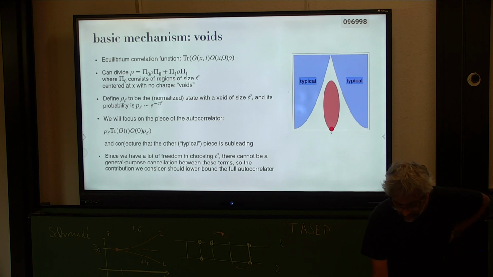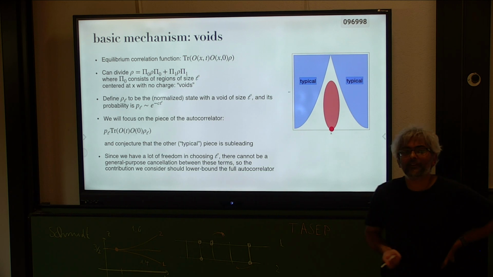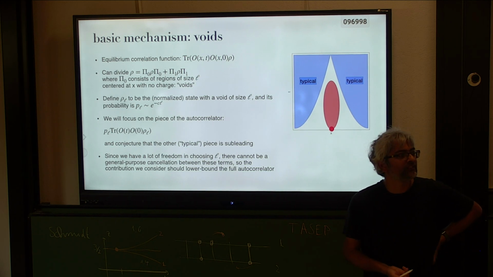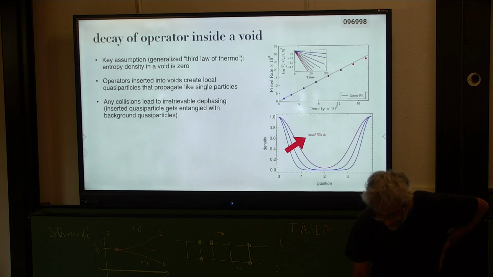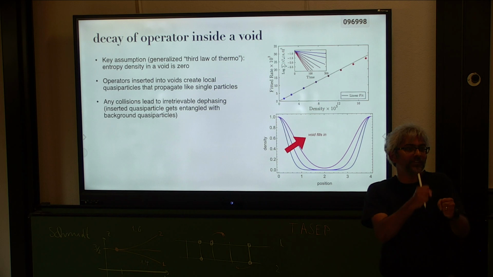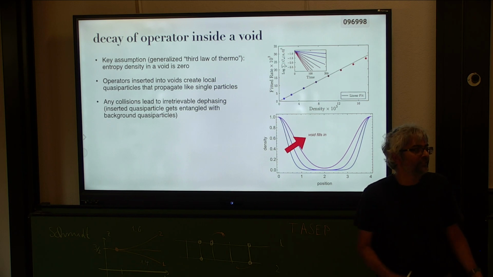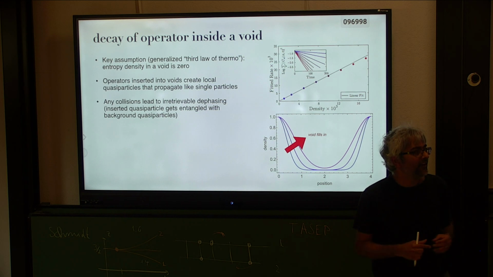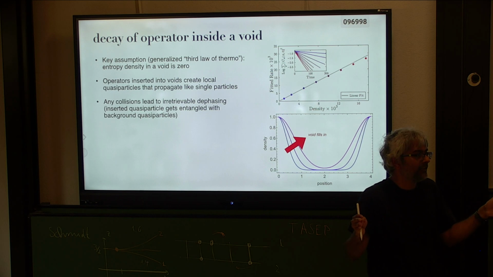And so we're going to focus on the contributions to the correlation function due to these rare regions in the initial state. Okay. Fine. And so now the key thing is to ask, well, what happens when you start an operator, and the operator is a perturbation of the initial state, but you perturb the initial state in a void. Can you define again what's the void? Yeah, a void is a region of size L.